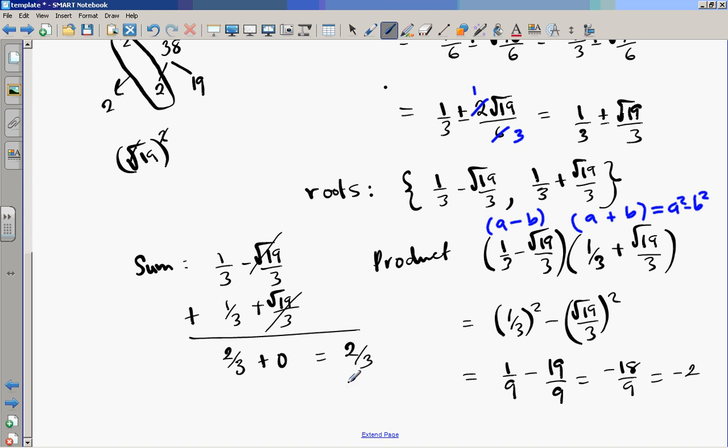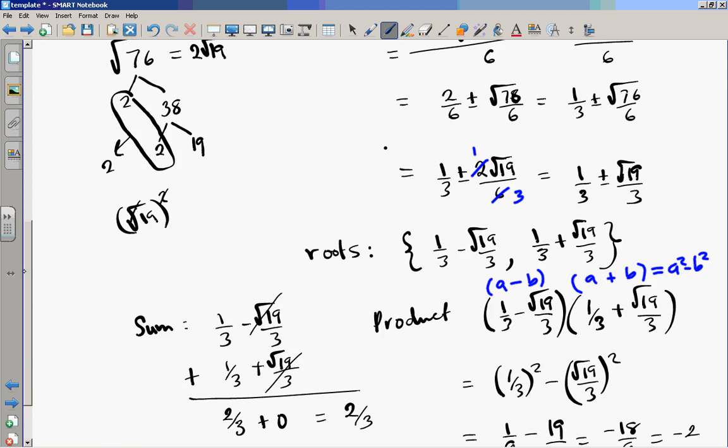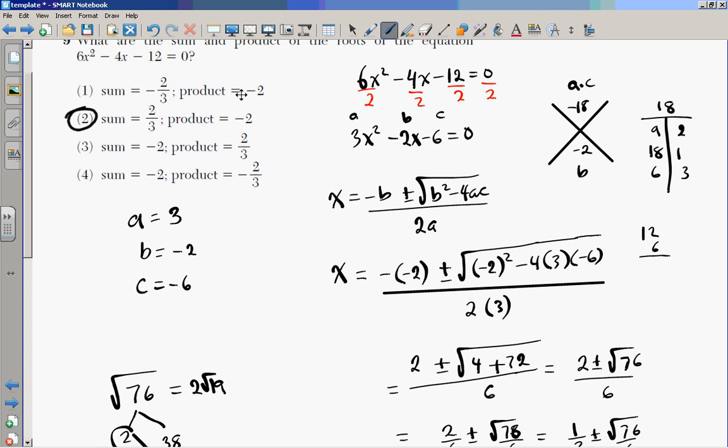So you can see that the sum is 2/3 and the product is negative 2. So that reaffirms our choice that the answer is 2. Alright? So there you have it.